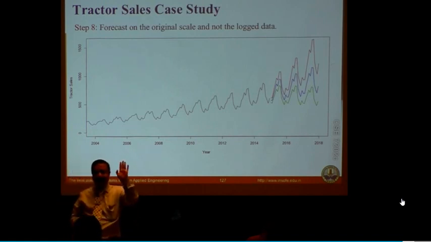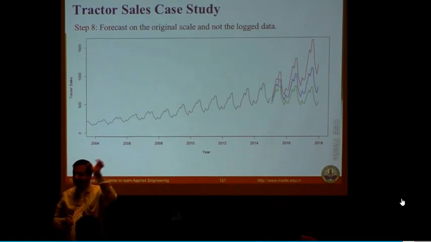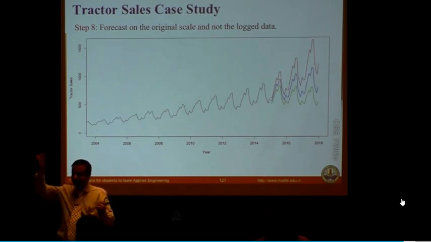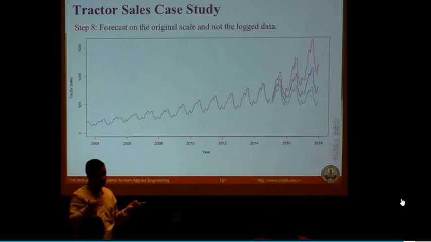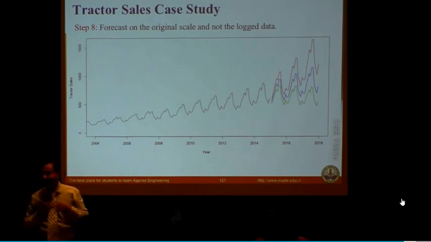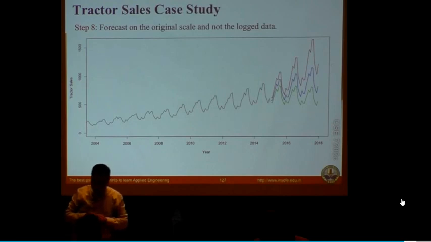ARIMA, the auto-regressive integrated moving average. AR is the auto-regressive model. So the AR1 model is the same as the ARIMA 1,0,0 model. It can be called the AR1 model as well. Only regression, one term, straight line, that's it. So that's auto-regressive integrated moving average models.